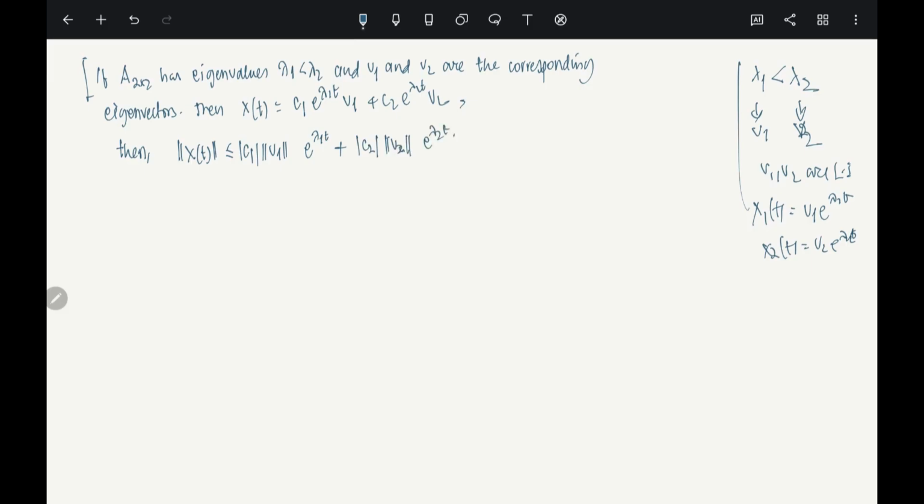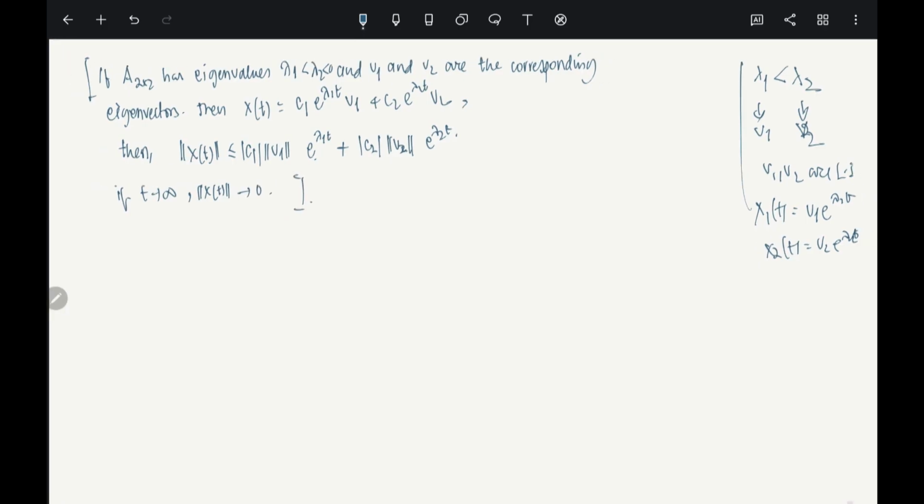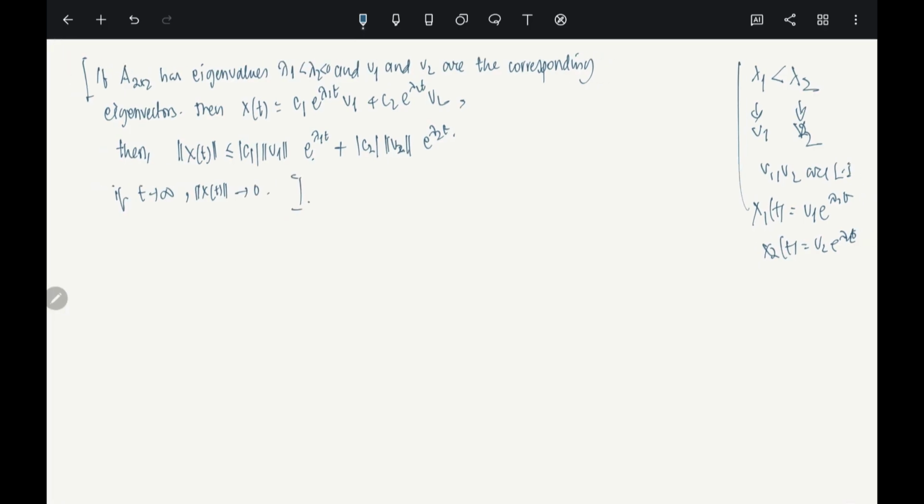As t tends to infinity, with lambda 1 and lambda 2 both negative, what happens to these terms? They go to 0, and the norm is always positive, so the norm of x of t must go to 0. Clear? So if both eigenvalues are negative, this is going to happen. Now, can you do a similar thing when you have a repeated eigenvalue or a complex eigenvalue? In that case, you have to look at the real part. I want you to check this yourself. This is one part.